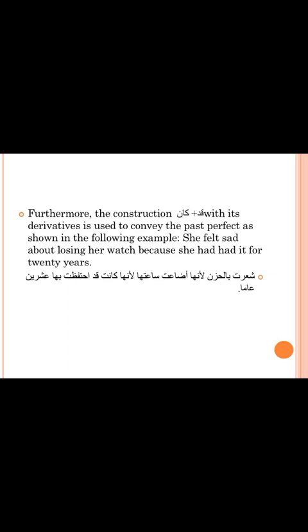Examine this example. She felt sad about losing her watch because she had it for 20 years. So had it, okay, was translated into شعرت بالحزن لأنها أضاعت ساعتها لأنها كانت قد احتفظت بها 20 عاما. See, كانت قد احتفظت. She had it. Okay, كانت قد احتفظت. So كان قد is really effective when we deal with the past perfect.